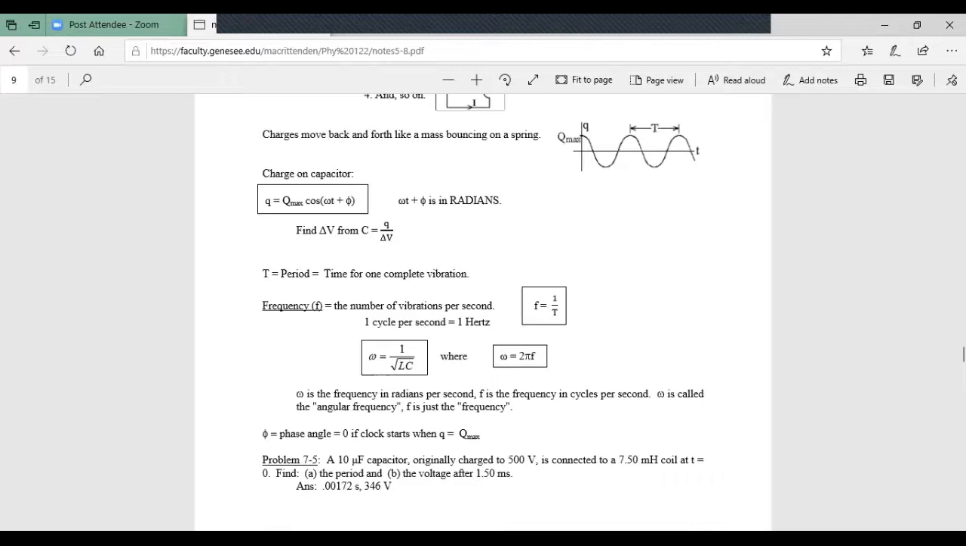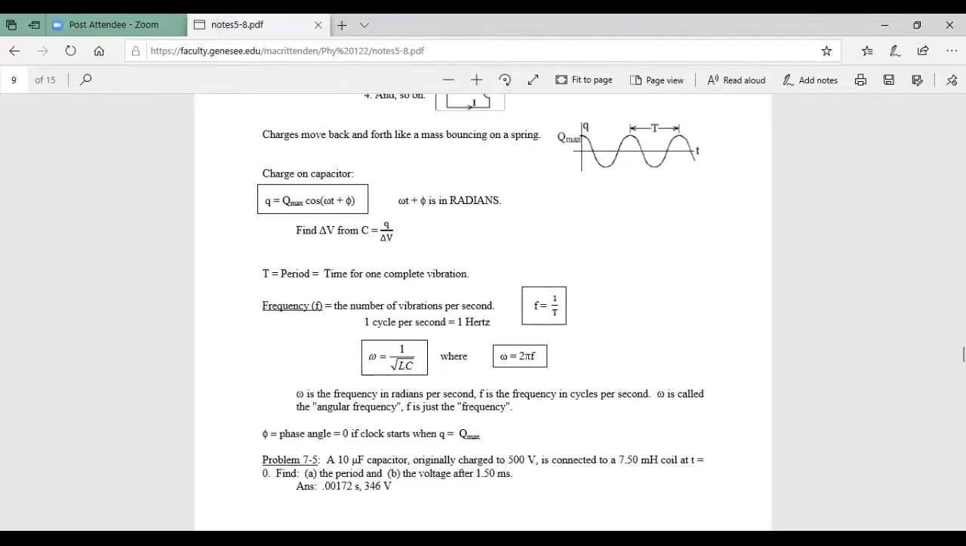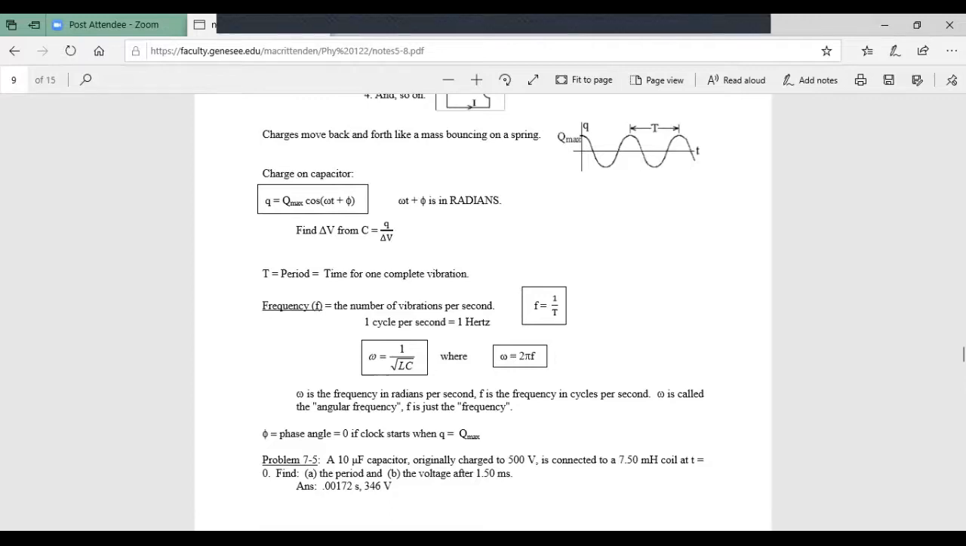Let's start over here on the graph to explain what omega is. The time for one complete vibration, whether it's charges inside of a wire going all the way over and then coming all the way back, or a mass on the end of a spring going all the way one way and all the way back again, that time for one complete vibration is called the period. And that amount of time is represented with a capital T. So I wrote that right here. T, the period, is the time for one complete vibration.